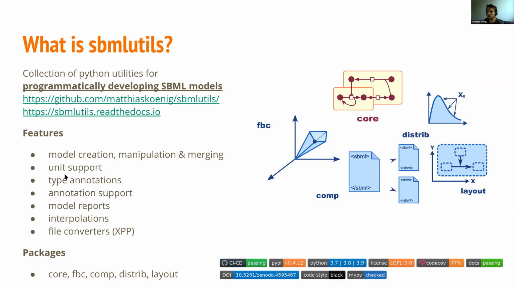It has strong unit support, which was very important for me. The whole library has type annotations, which helps a lot in development and also in finding bugs. It has support for annotations and allows things like model reports and some more advanced things. For me, really important was also support for multiple packages, especially hierarchical model compositions in combination with FBC, distrib, layout, and also groups.